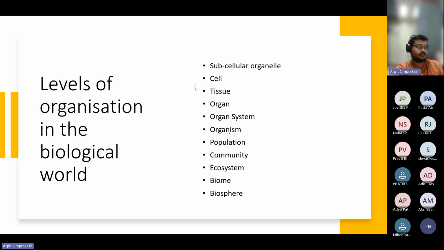Then from organism, you have populations. A population is basically an aggregation of organisms of the same type. Then we have communities, which is an aggregation of organisms of different types, or populations of different organisms. And a community gives rise to an ecosystem, which is basically the abiotic and biotic components taken together. Ecosystems are then classed into biomes, and biomes finally into the biosphere. So we'll look at each of them in more detail.